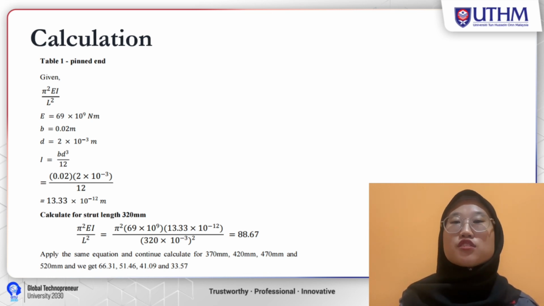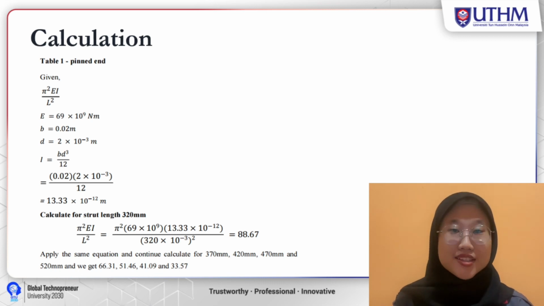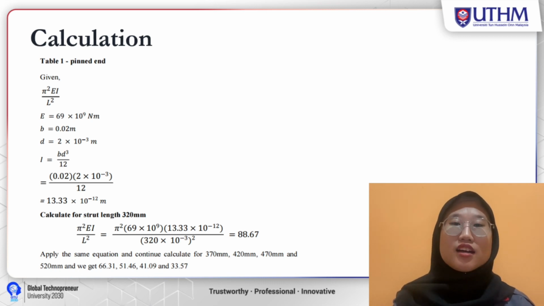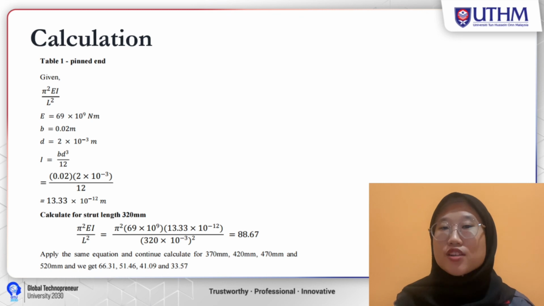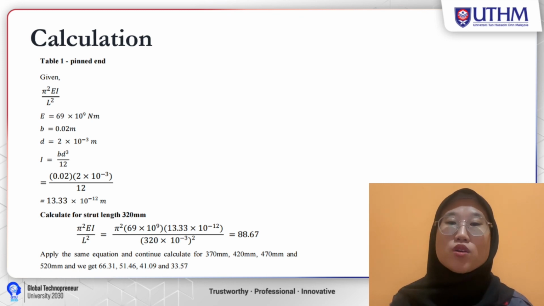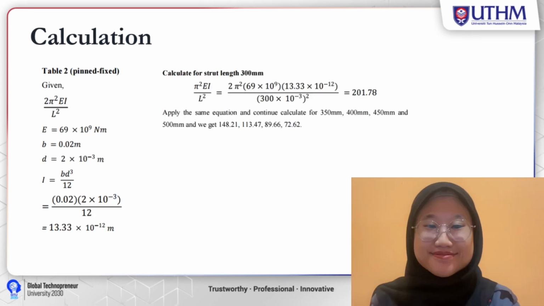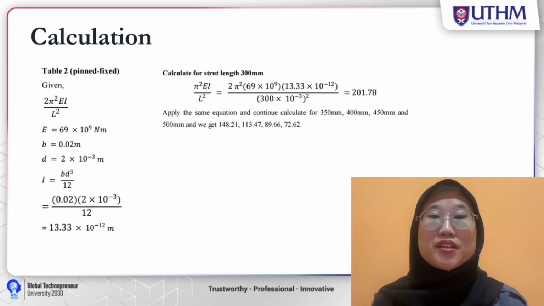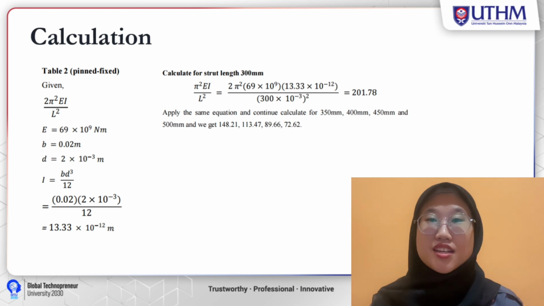So we calculate for strut length 320 millimeter. So we got 88.67. So we apply the same equation and continue to calculate for the other lengths, 370, 420, 470, and 520 millimeter, and we can get 66.21, 51.46, 41.09, and 33.57.